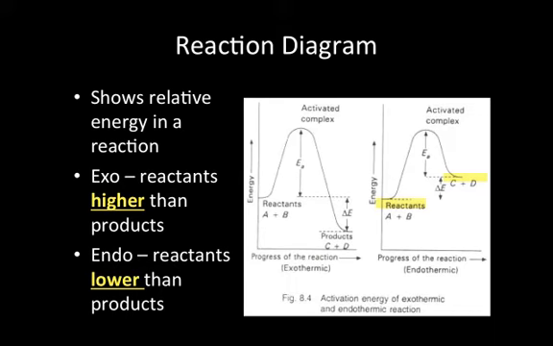Make sure you're able to identify whether a diagram is an endothermic or exothermic chemical reaction based upon the reaction diagram shown here. Exo releases energy, so the reactants would be higher than the products, and endothermic absorbs energy, so the reactants would be lower than the products.